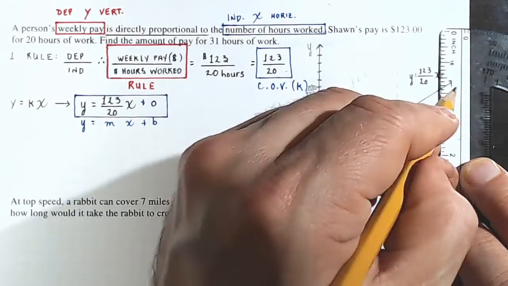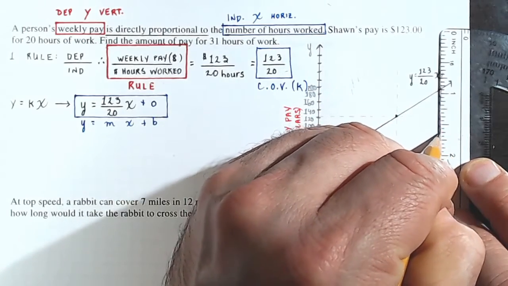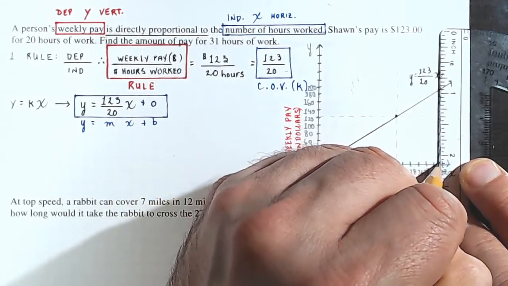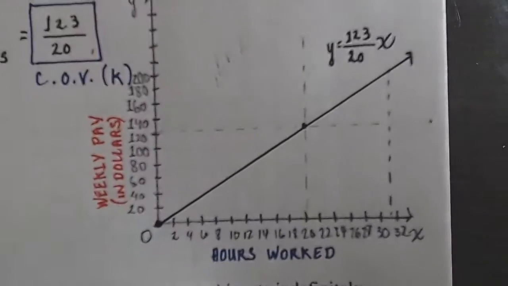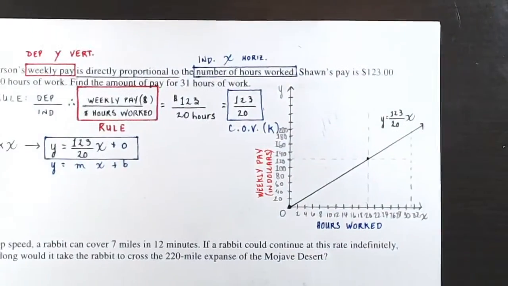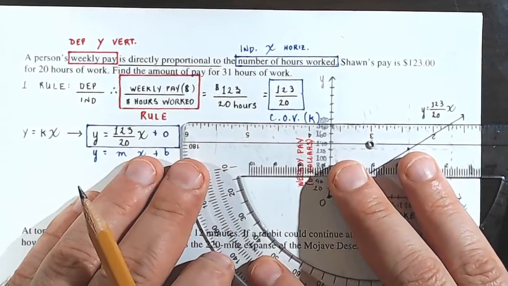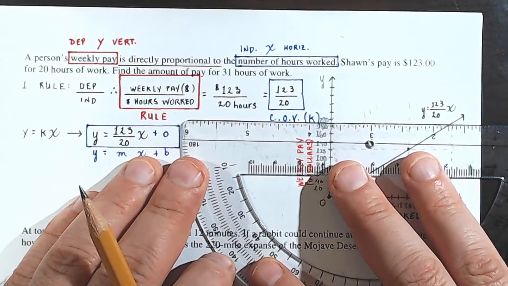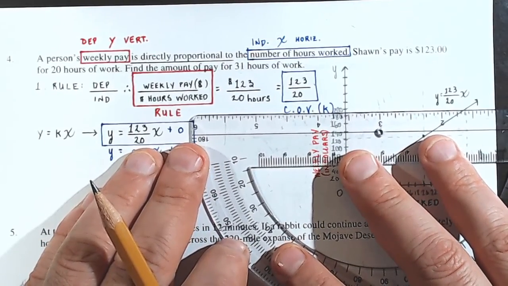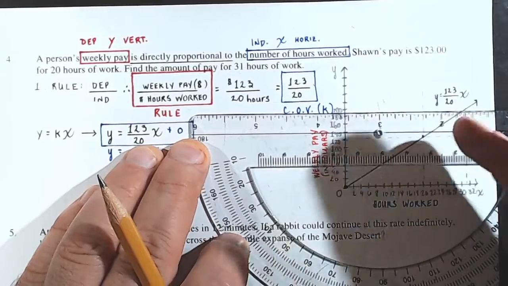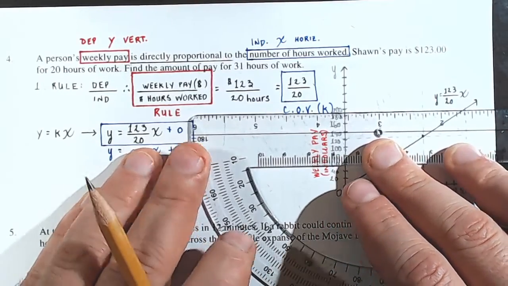And what you're going to do is draw a dotted vertical line all the way up to your equation line. Okay, just like that. And then you flip your protractor horizontally and read the y value associated with that hours worked. In other words, how much money does this person make if they work 31 hours? Okay, so this has got to be precise work.